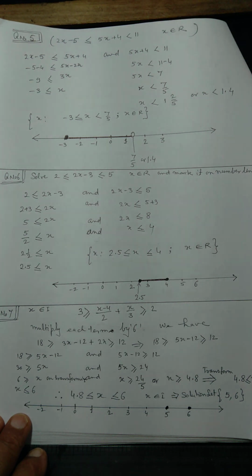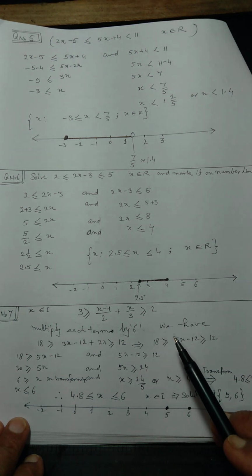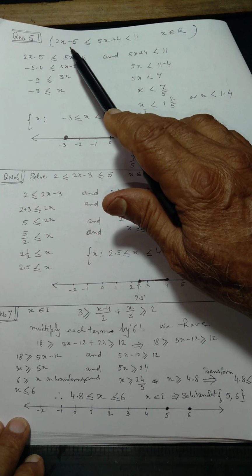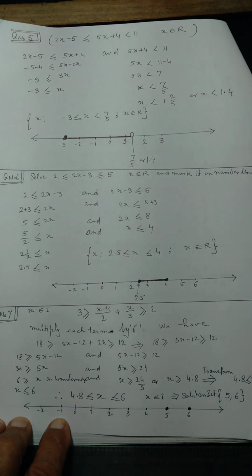Let us solve question number 5 of self-evaluation and revision, chapter 4 of ICSE class 10th mathematics. Question number 5 of chapter 4 is like this. Solve the following inequation and graph the solution on the number line. The question is 2x minus 5 less than or equal to 5x plus 4 less than 11, where x belongs to real number.